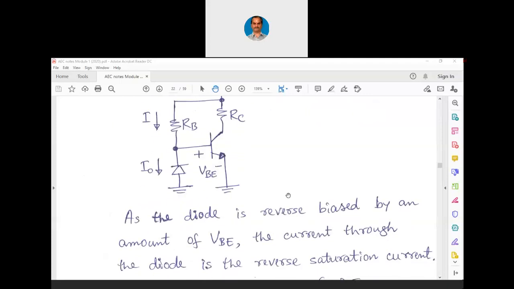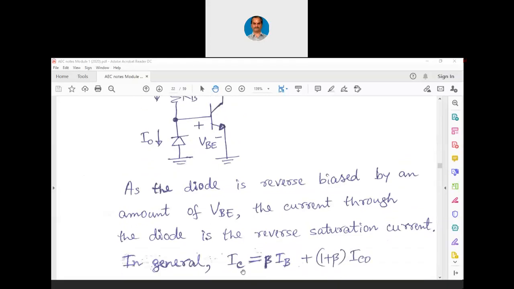So the same thing is explained here. As the diode is reverse biased by an amount of VBE, the current through the diode is the reverse saturation current because it is directly across base to emitter. The current through the diode is the reverse saturation current.